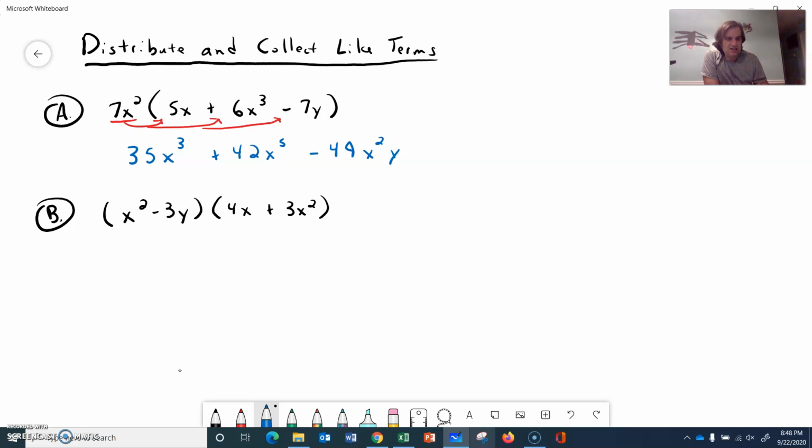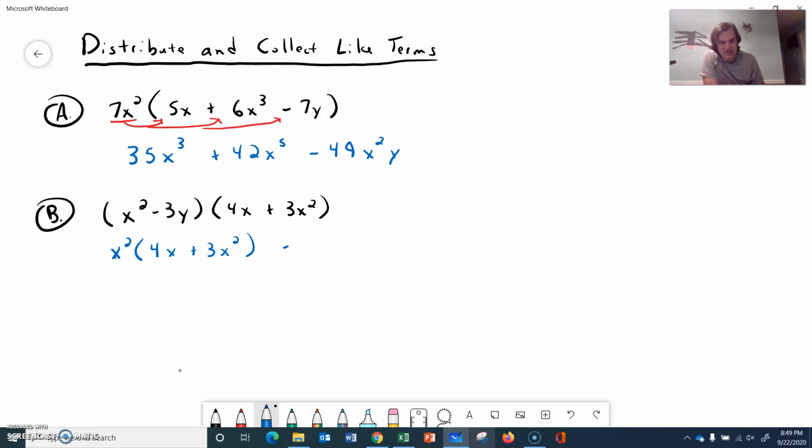Okay. The second problem we have here, we could use FOIL or the distributive property, your choice. The first expression is x squared minus 3y, and the second expression it's multiplied by is 4x plus 3x squared. So I'm going to write it out using the distributive property. I'm going to take the x squared in the first term and multiply it times everything in the second expression, so it's times 4x plus 3x squared.